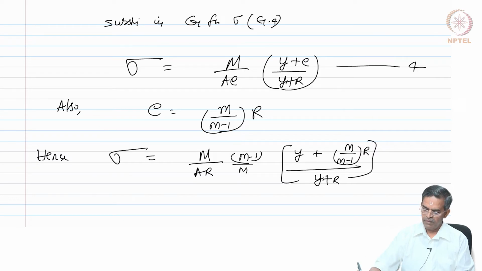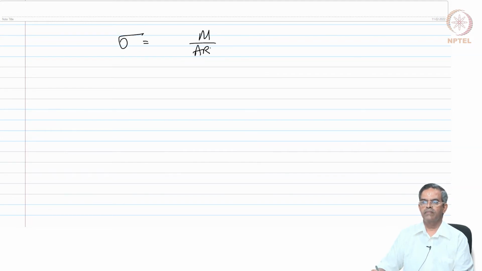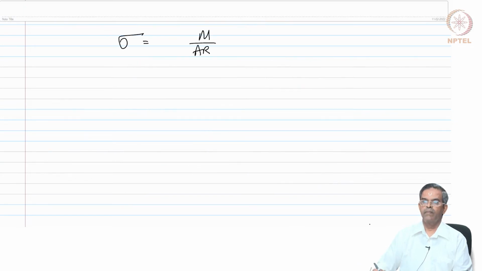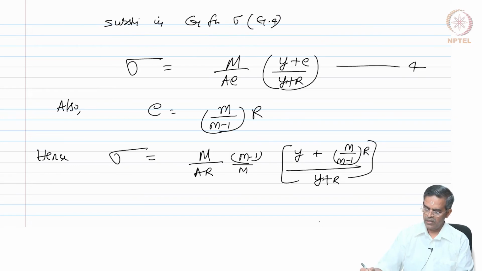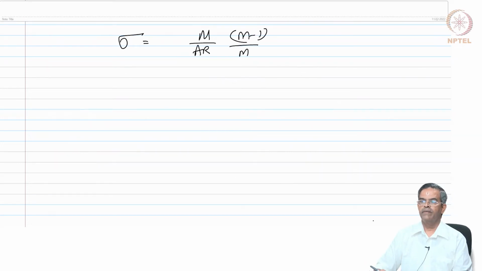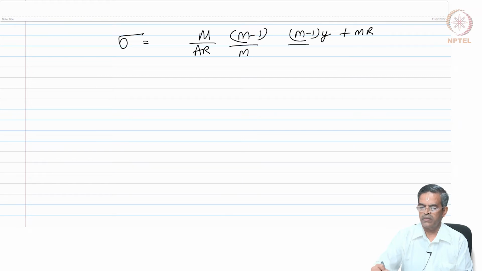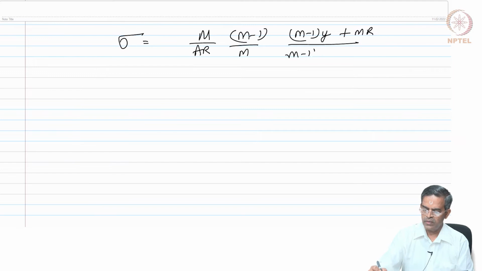Further simplify, stress is M by AR, (M minus 1) by M, that is what we have here, (M minus 1) into y plus MR, by (M minus 1) into y plus r.